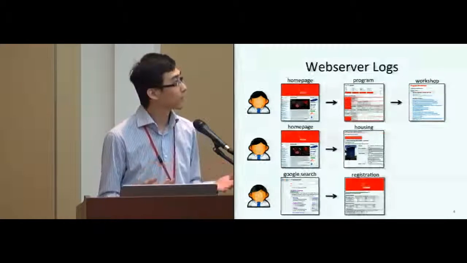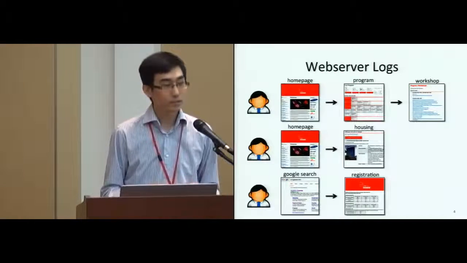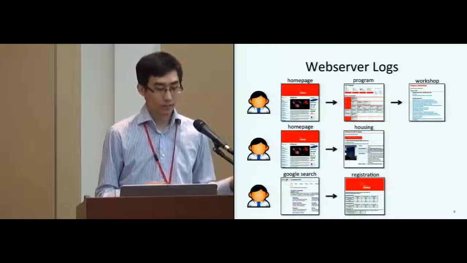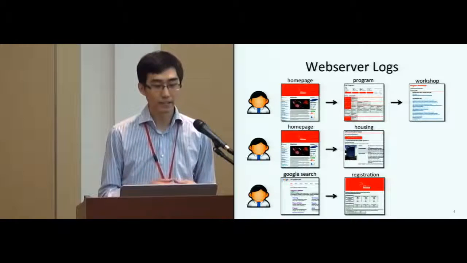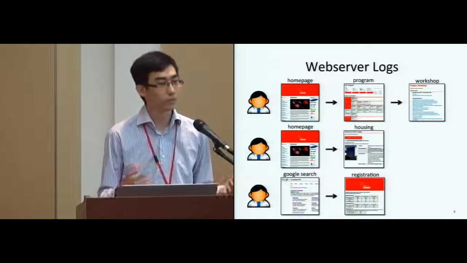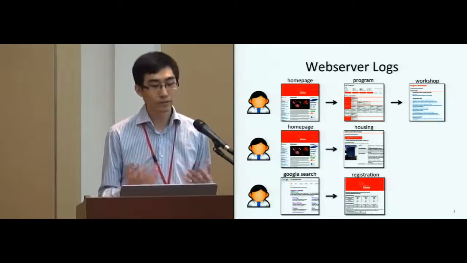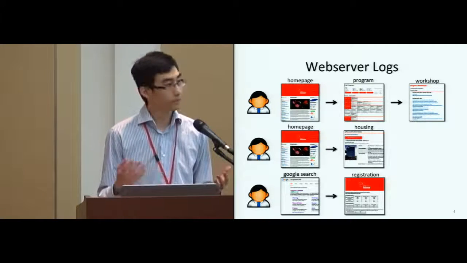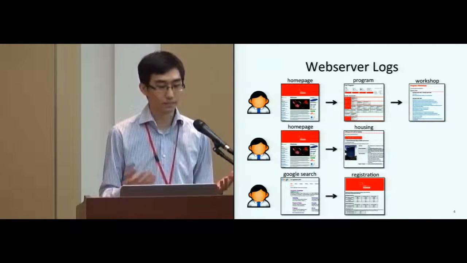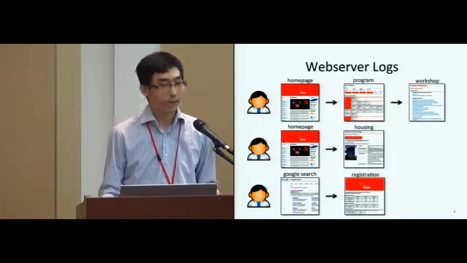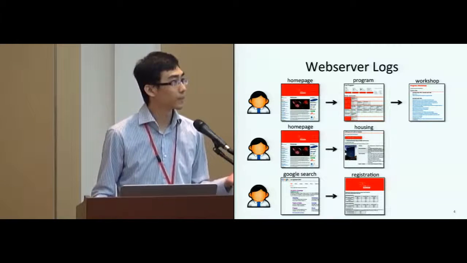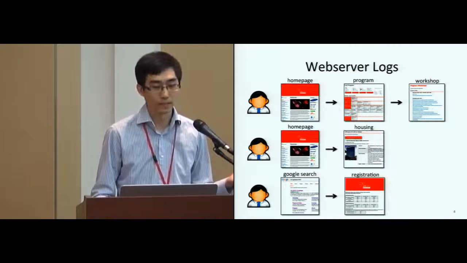Let's take web server logs as an example. From those data, we can learn how users navigate a website. For example, here, one user may land on the home page and then browse different programs and workshops at Kai. Another user might land on the home page and directly go to the housing information. And the third user might go to the registration page after a Google search. And here I'm only showing 3 users. There might be thousands of users visiting the Kai website.